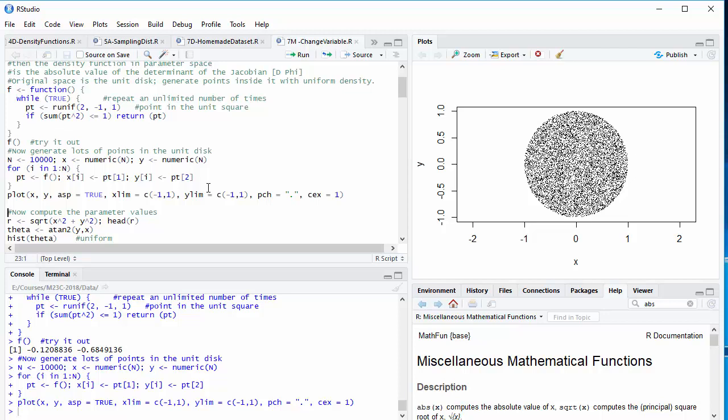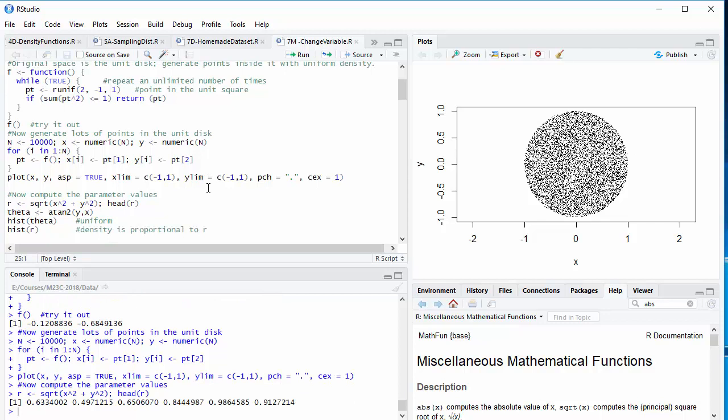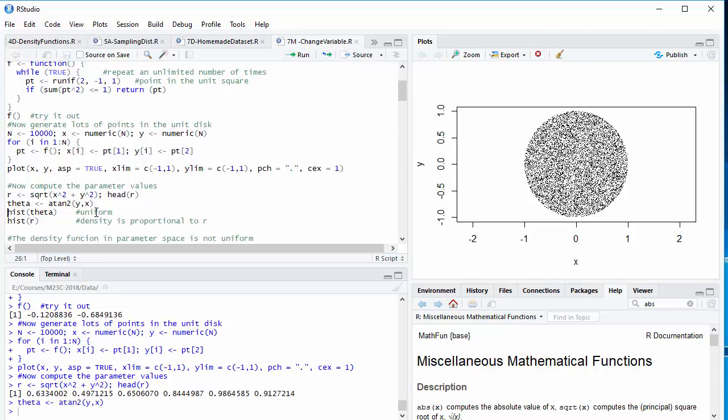Now, if we wanted to use polar coordinates, we could calculate the polar coordinate r, the square root of x squared plus y squared, a bunch of values all less than or equal to 1, and we can generate the angle theta. A fairly standard name for the function that does this is atan2. This will give an angle in radians between 0 and 2 pi.